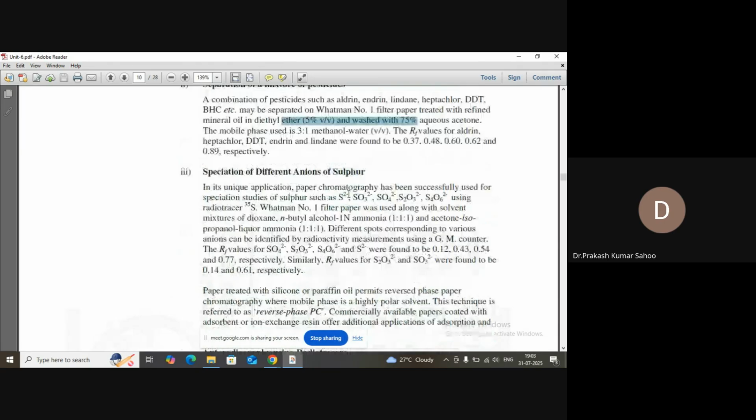Separation between anions of sulfur, that is sulfate, thiosulfate, and tetrathionate, S4O6 2 minus. So accordingly, your solvent is chosen for your stationary phase and your mobile phase.